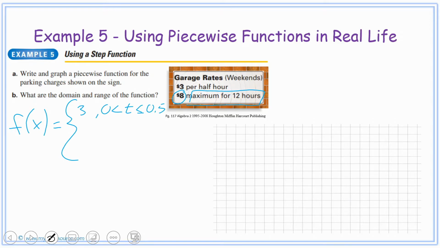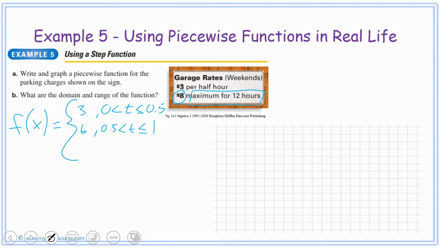Then after that is another $3. If we went another half hour, that would be $6. We're starting at 0.5 but not including it for this part. It's when you go over, so if we had 31 minutes, it's strictly greater than 0.5, and ending at the next half hour, which would be 1 for 1 hour.